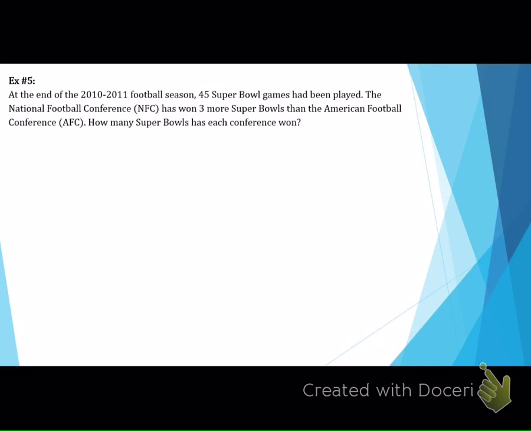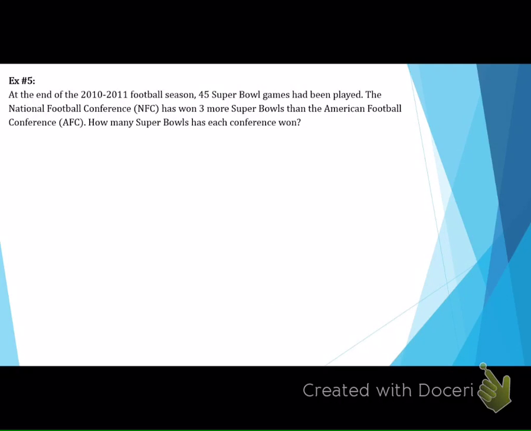All right, so at the end of the 2010-2011 football season, 45 Super Bowl games have been played. The National Football Conference has won 3 more Super Bowls than the American Football Conference at that time. How many Super Bowls has each conference won? So, the first thing I want you guys to do is to figure out what your variables are.